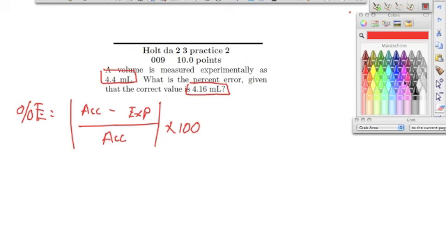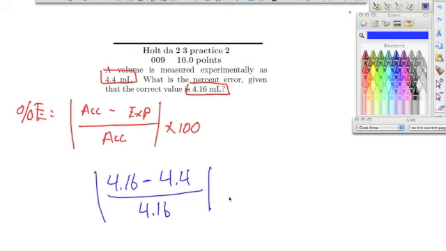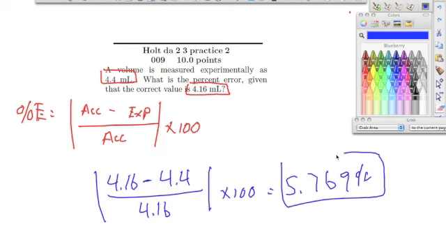Okay, so in this equation, our accepted value is going to be 4.16 minus our measured value, which is 4.4, divided by our correct value, or our accepted value of 4.16. We're going to take the absolute value of that, multiply it by 100, and we should get an answer of right around 5.769% error.